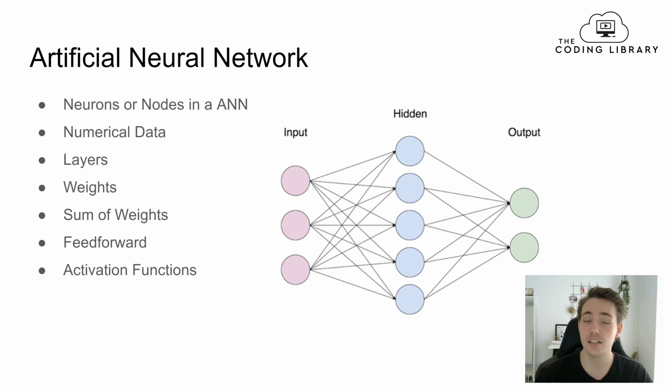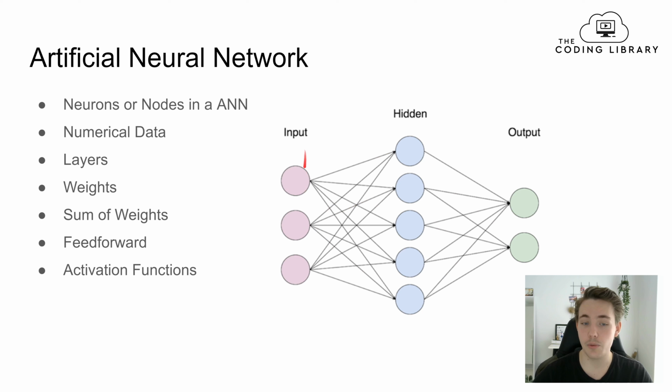In later videos, we're going to talk about some other kinds of neural networks, like convolutional neural networks and recurrent neural networks and stuff like that. But in this video, we're talking about artificial neural networks. So we have this numerical data, where we have different kinds of neurons in our neural network.